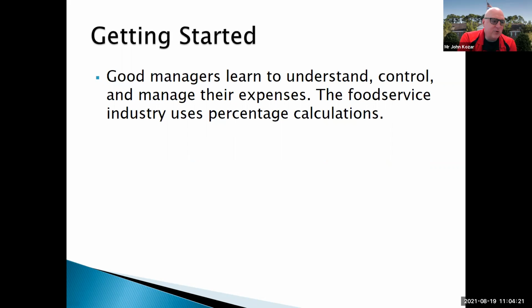So it's important that managers understand how to manage their expenses, and something that chefs do in restaurants all over the world is use percentage calculations. So we'll talk about food cost percent, and a rule of thumb is 33%. It's just kind of a base number to look at. And if you can keep it below 33%, that's going to help you to make a profit.